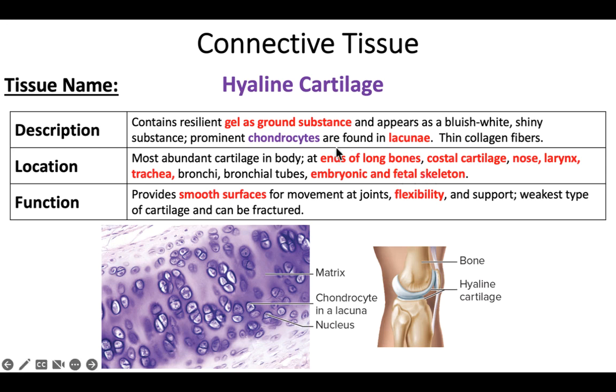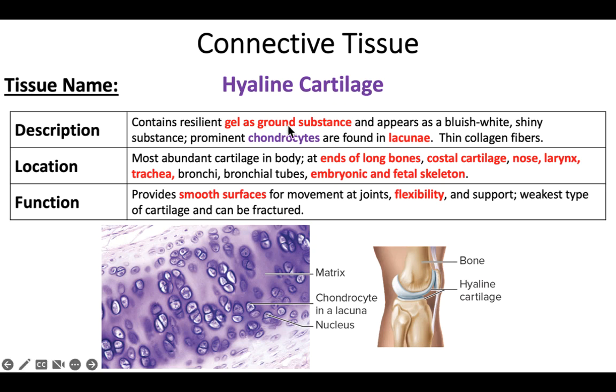And then the last thing you'll notice here, embryonic and fetal skeleton. So a lot of our bones are first cartilage. When they're made during embryonic development and they grow during fetal development, a lot of those bones are actually made up of cartilage. And then eventually that cartilage transitions into bone tissue. So we'll talk more about that when we get to the skeletal system.